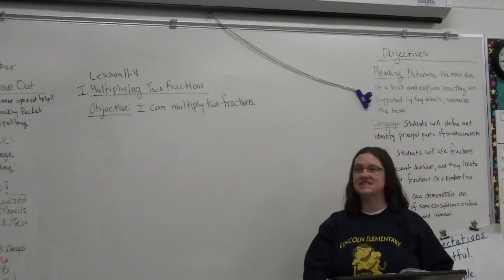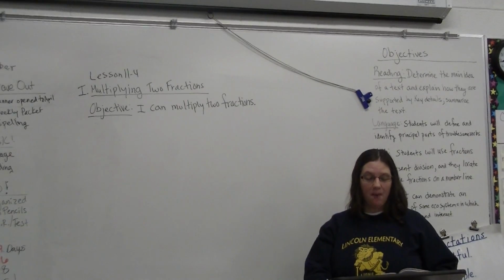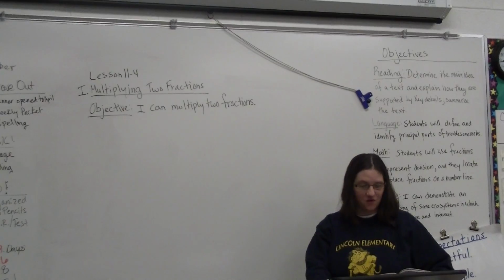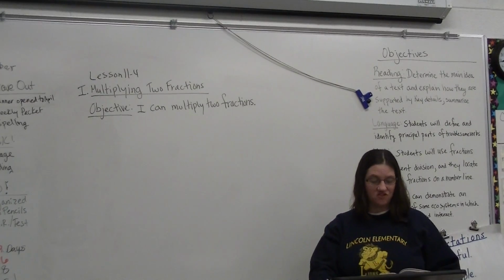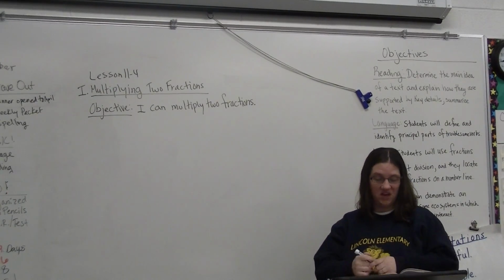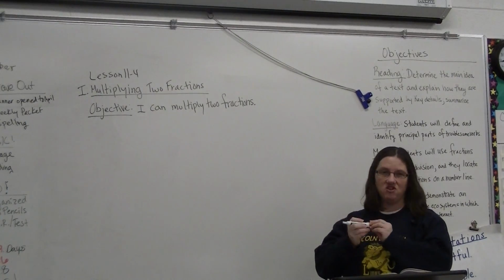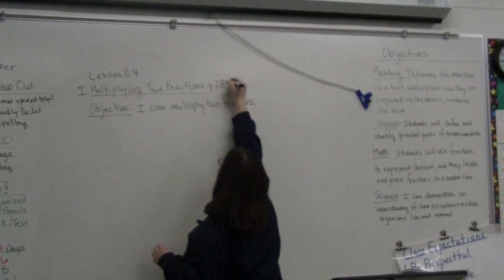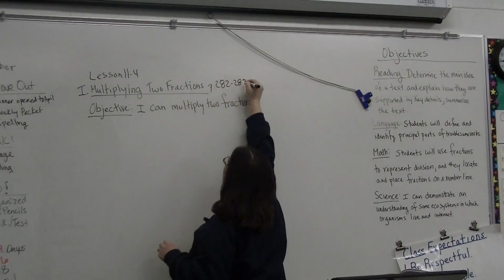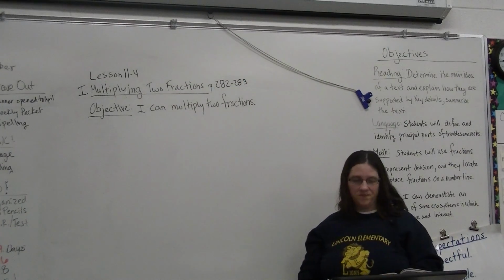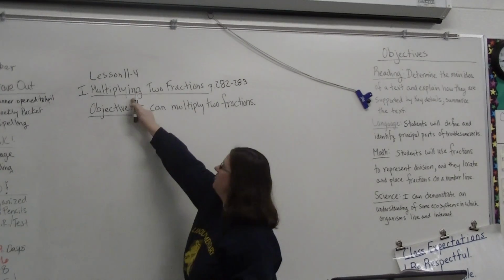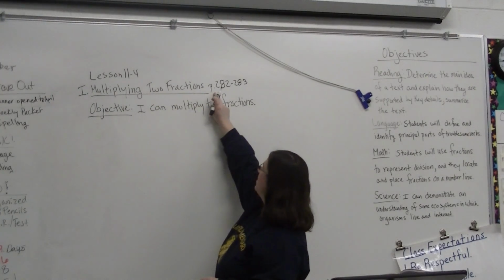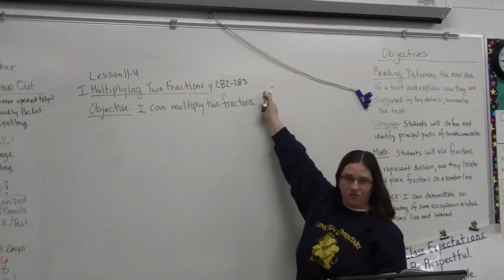We are beginning lesson 11-4 on multiplying two fractions. If you have not done so already, please have your textbook open to pages 282 and 283 and your spiral open. Take your spiral, please, and have your heading on there and get your title, Multiplying Two Fractions. Put the page numbers 282 and 283.